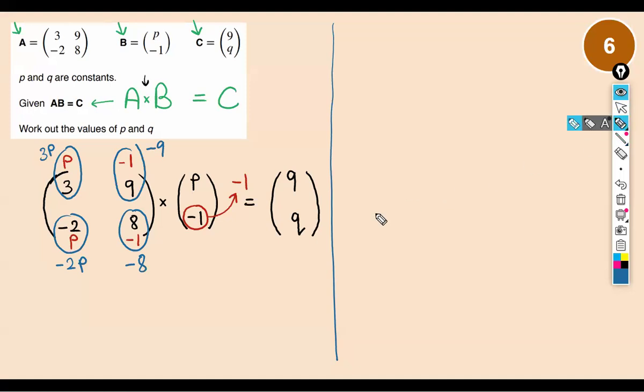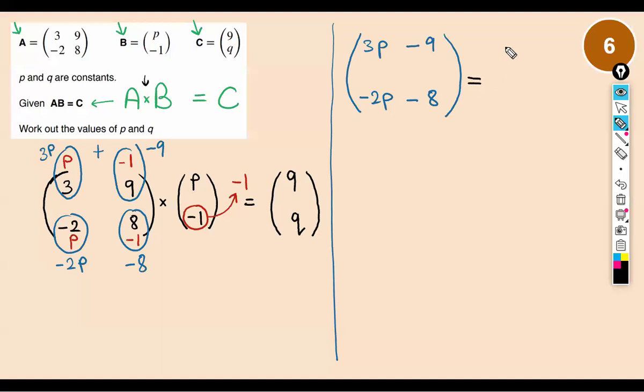Okay, so we're going to simplify this side, right? Remember, what do we do with the two answers on top? We add them, right? So 3p plus minus 9, that will give us what? 3p, a plus and a minus is a minus, minus 9. That's what we get when we add these two. And the answer underneath is minus 2p minus 8. Can we simplify 3p minus 9? Nope, it cannot be simplified, okay?